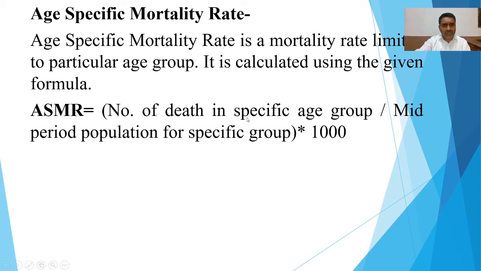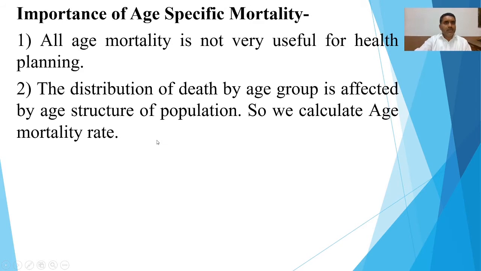Number of deaths in a specific age group, that is, how many people died in a specific age group. We have to divide it by the mid period population for that specific group, and again multiply it by 1000. So let us see how we can calculate and measure the ASMR. Before that, we have to see the importance of age specific mortality rate.